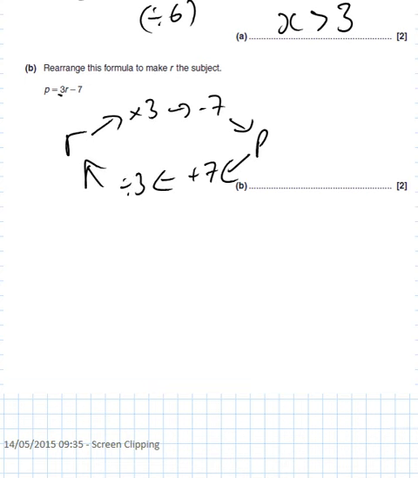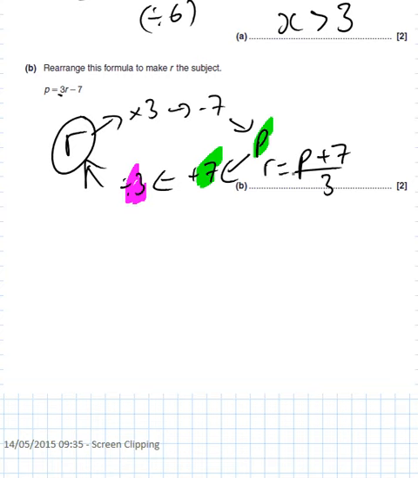Now look, I write it down. So we're going from here and going across here. So we've got p plus 7, then we're dividing by 3, and then that gives us r, so it's r equals. And that's how you do that.